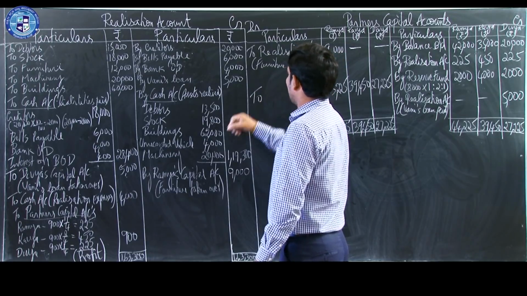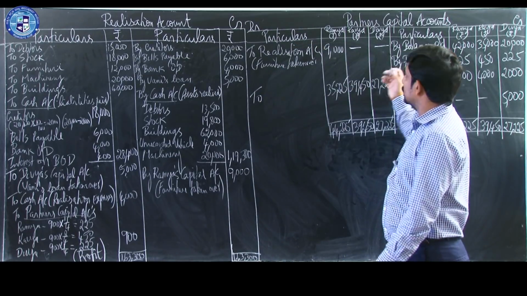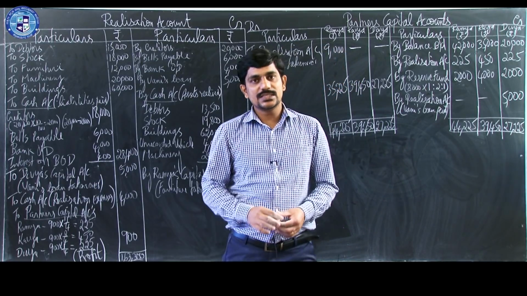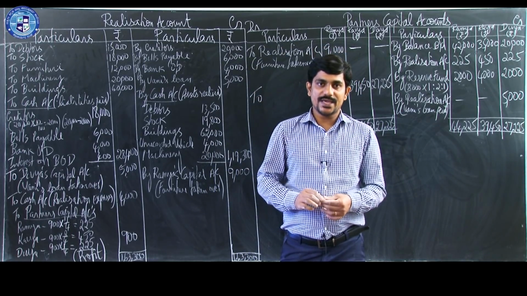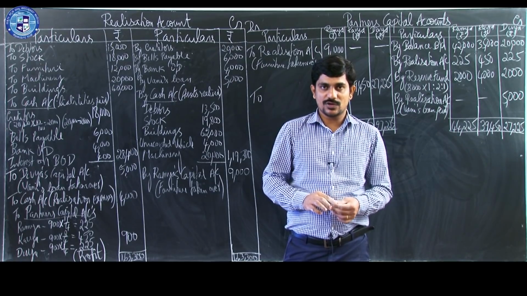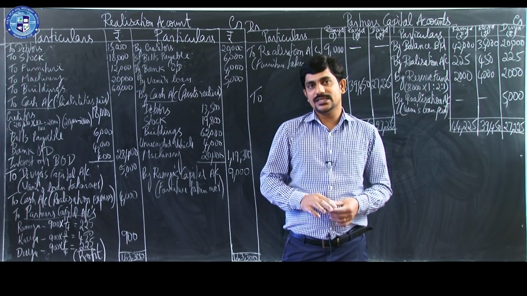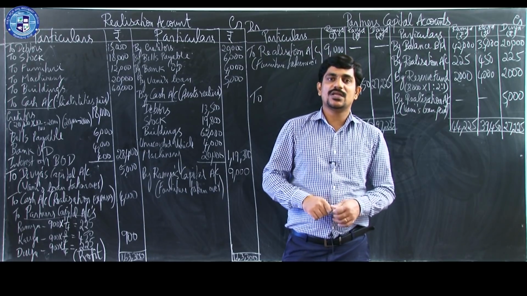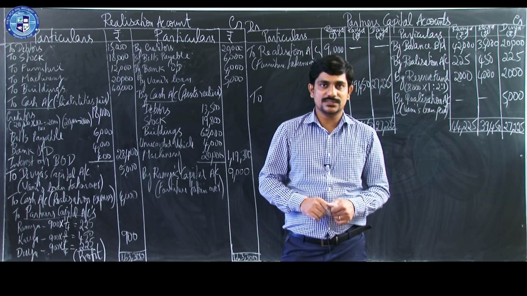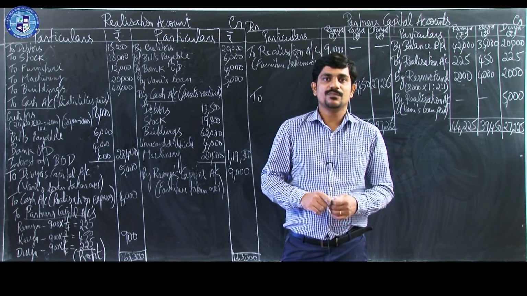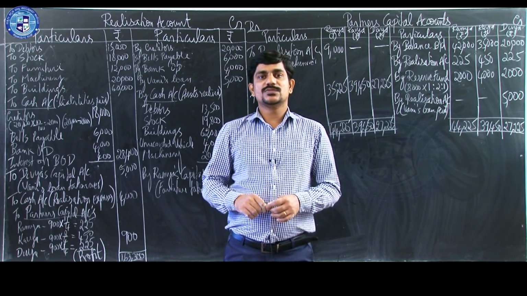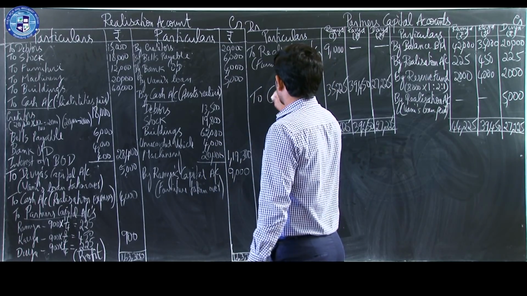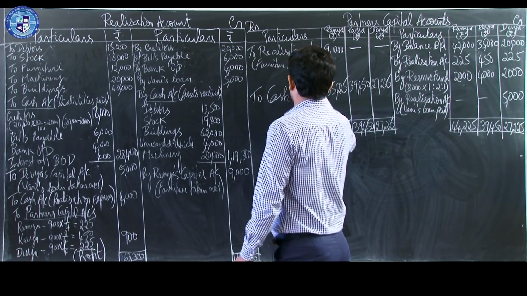Now, how to settle the partner's capital account? Here, partner's capital account shows which balance? Credit balance. Means what? Credit side is more than the debit side. That is nothing but partner's capital account shows a surplus balance. Surplus balance means partners will receive money from the firm. So the firm has to pay money to the partner.